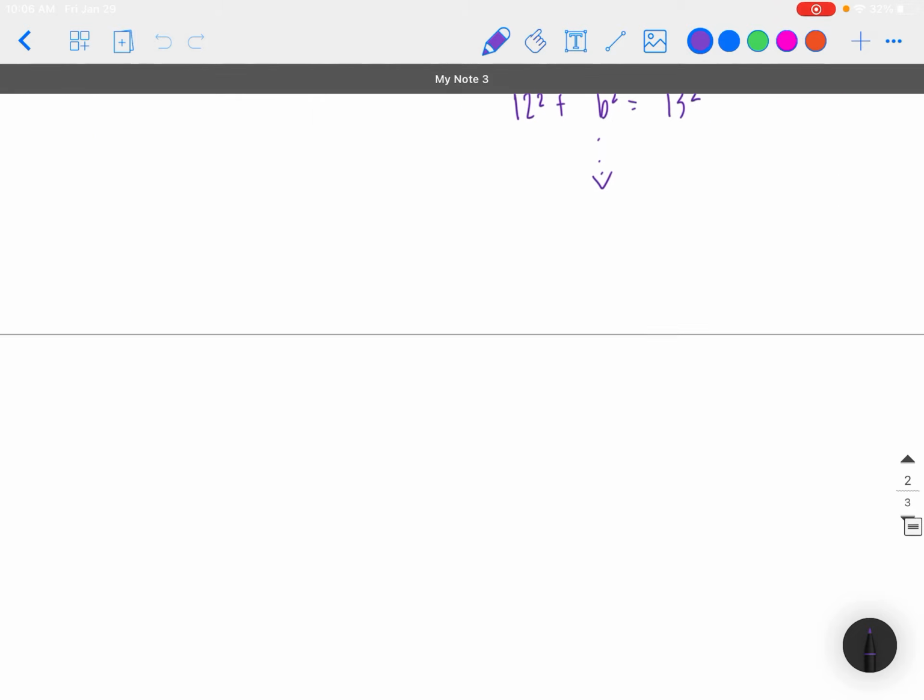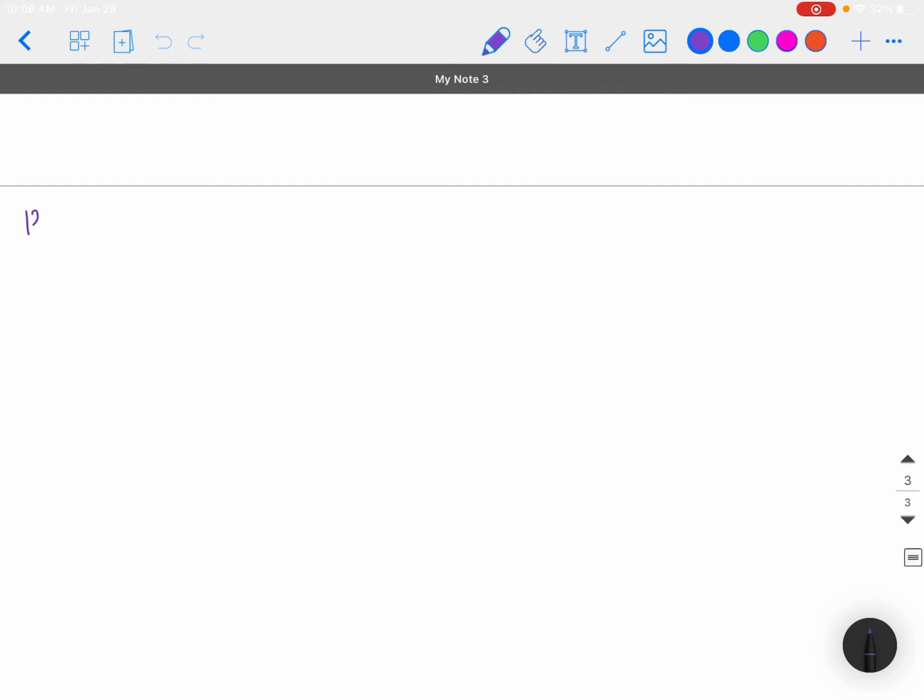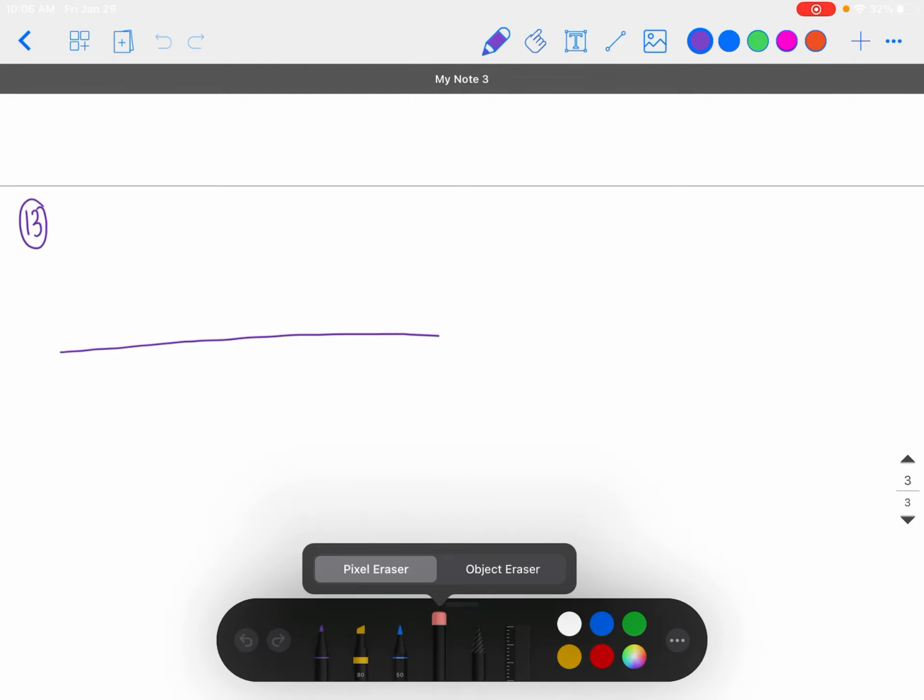13. Okay, I'm going to draw this figure out. That was a horrible line.